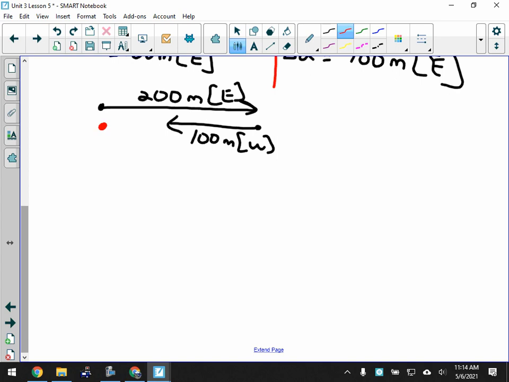Where did I start? Where did I end up? Where am I from the starting position here? This is my starting position, my zero basically, my reference point. Where am I? Well, if I went 200 this way and I came back 100, I guess I'm 100 meters here, yes? And where am I from my original position? If I start here and go right to here, I'm 100 meters in the east direction. Is everybody okay with that?